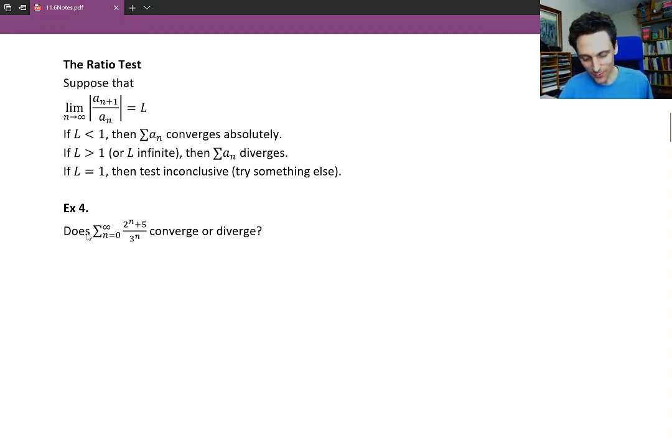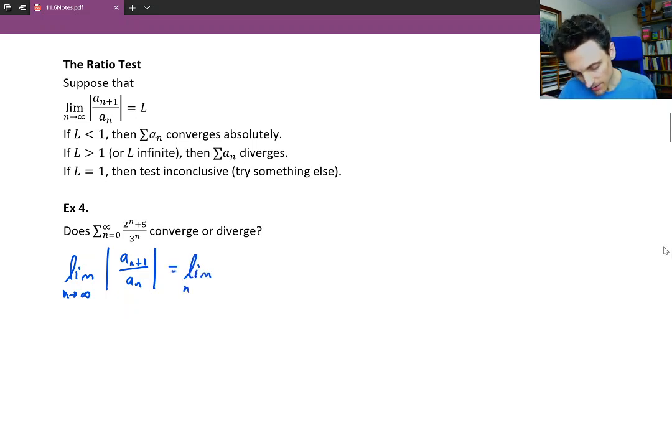So we're asked in example 4, does the series from n equals 1 to infinity of 2 to the n plus 5 over 3 to the n converge or diverge? Now in this case, you could break this up into two separate fractions, and you'll get two convergent geometric series. But let's go ahead and try to show this using the ratio test. So what we'll do is take the limit as n approaches infinity of the absolute value of a sub n plus 1 over a sub n. Remember the a sub n's are the terms, so a sub n here would be 2 to the n plus 5 over 3 to the n.